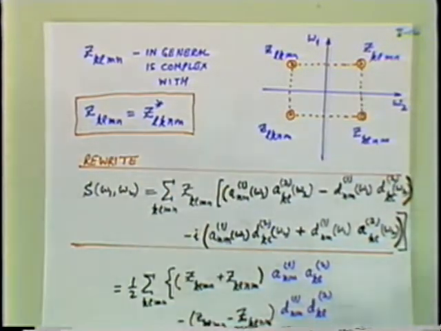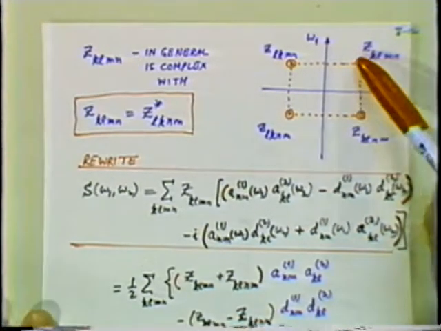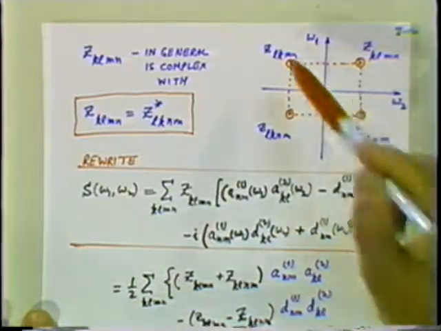Okay, ZKLMN is in general complex, but we can see from the operators that we have written down that ZKLMN is the complex conjugate of ZLKNM. What that means is that this is the complex conjugate of that, and this is the complex conjugate of that.